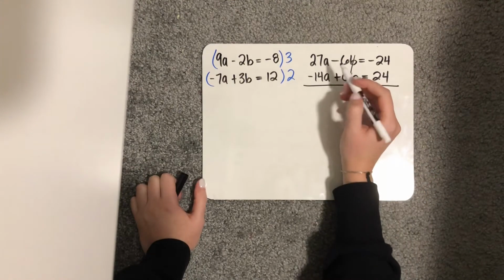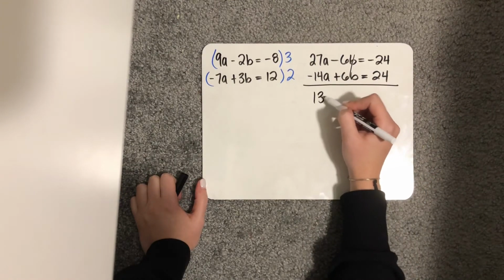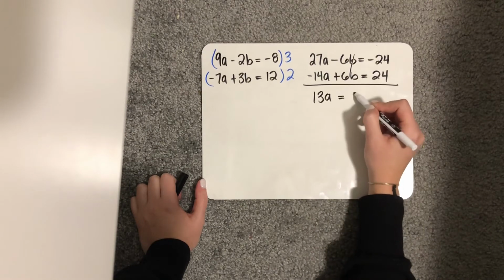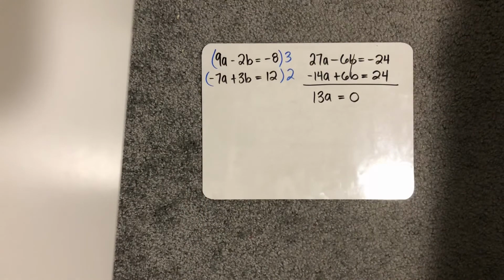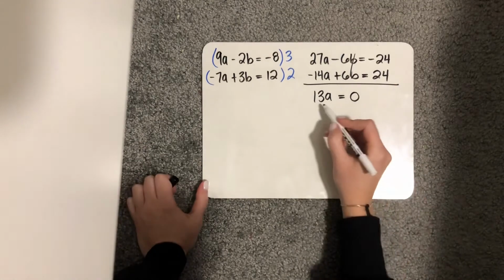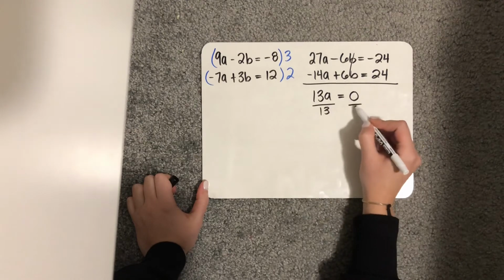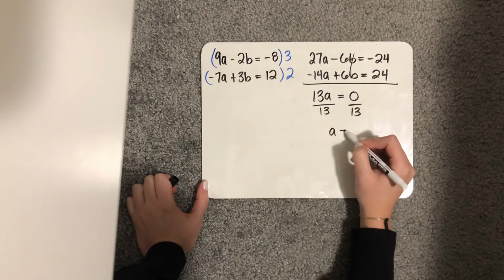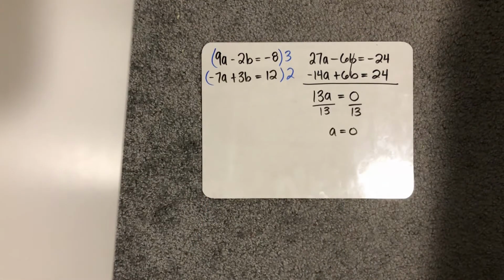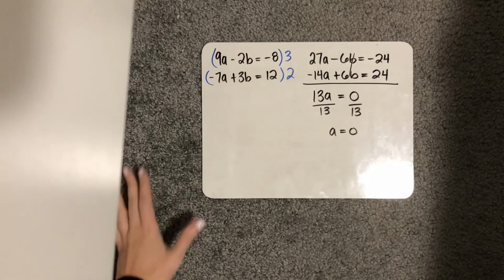I am left with 13a, and that's going to equal 0, because 24 minus 24 and negative 24 plus 24 is going to get me 0. And whenever you divide 0 by anything, it's just 0. So that worked out really nice. No crazy numbers, nothing. So now you can either pick your top or bottom equation, the original, and even if you put it into the new one, it's fine, but you just don't want to work with bigger numbers. Try to keep it simple.